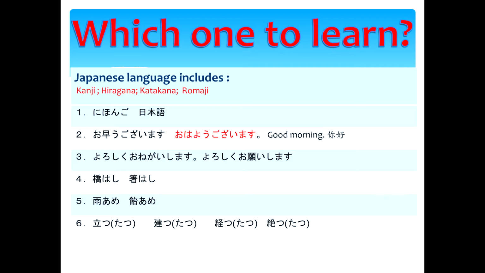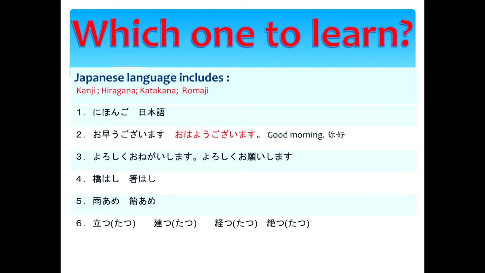Okay, the next one, yoroshiku onegaishimasu. This is a very long sentence, and they do have one kanji for this one, but to me it's still a very long sentence, but there's no other short way. Okay, so number four will explain why we must use kanji.